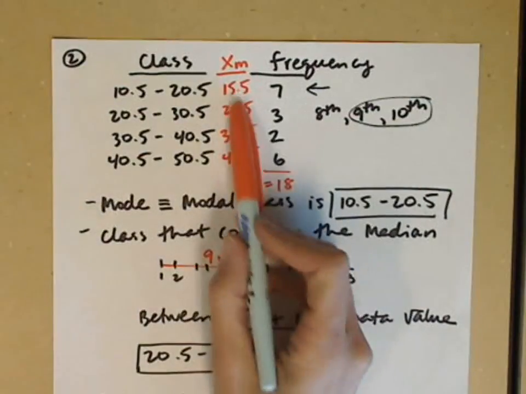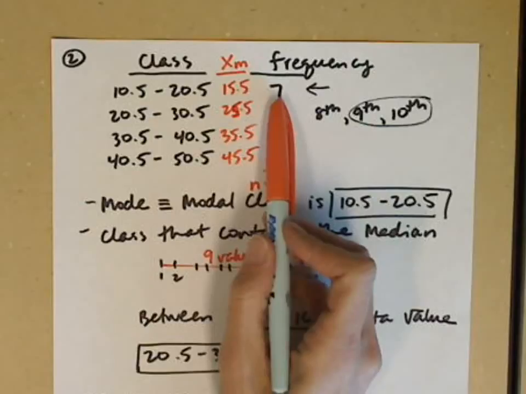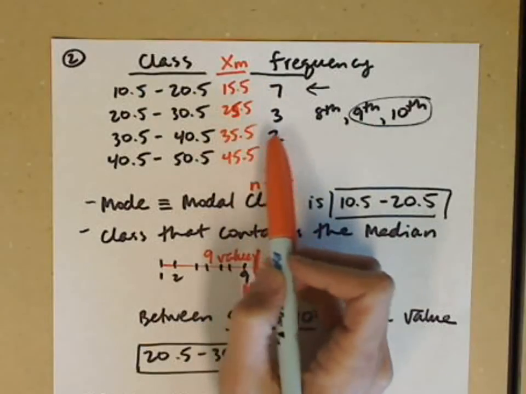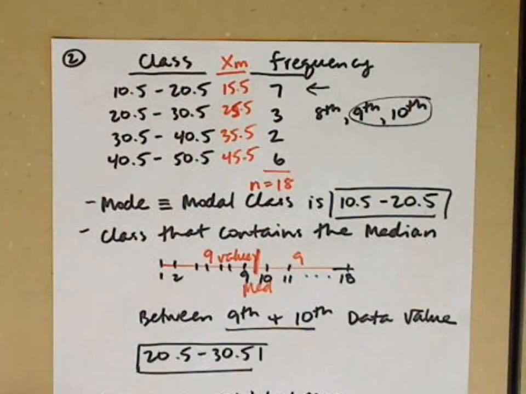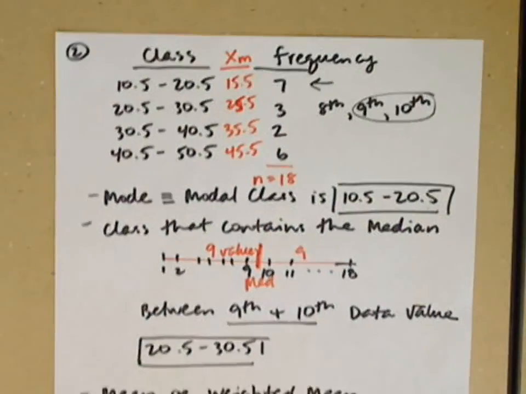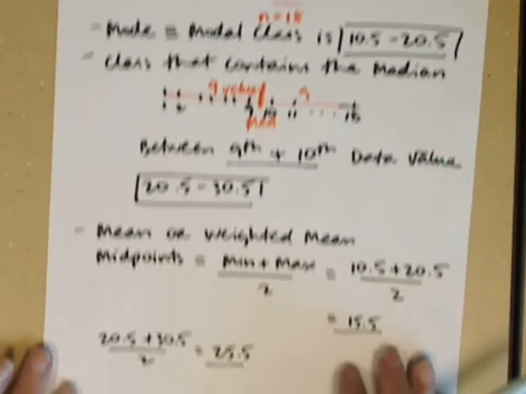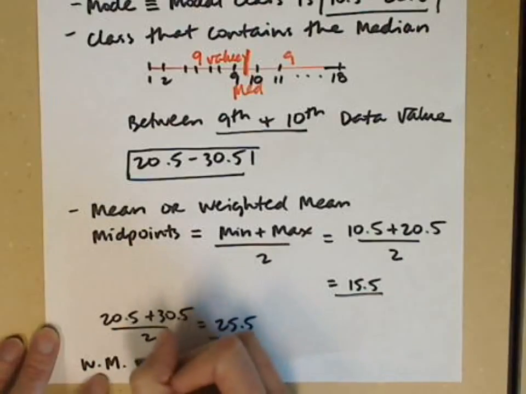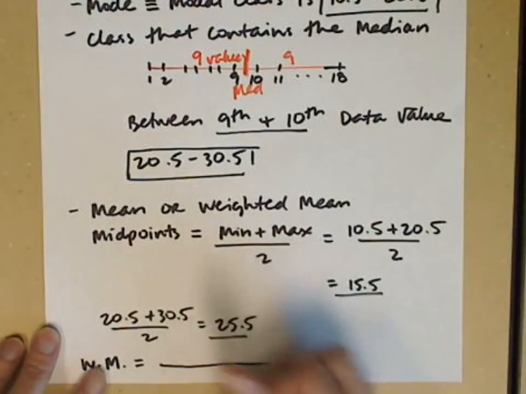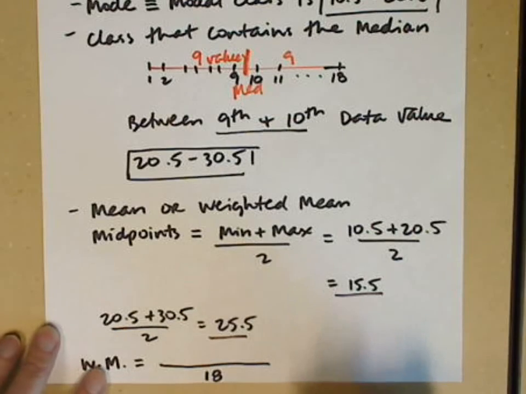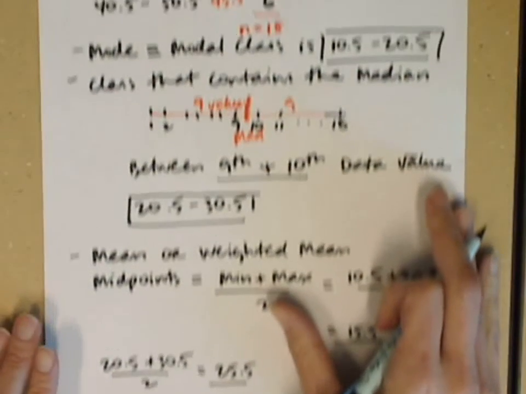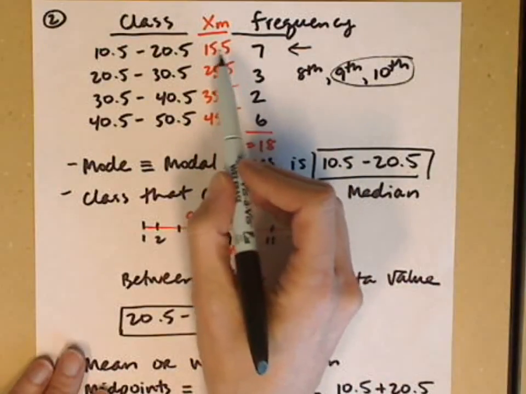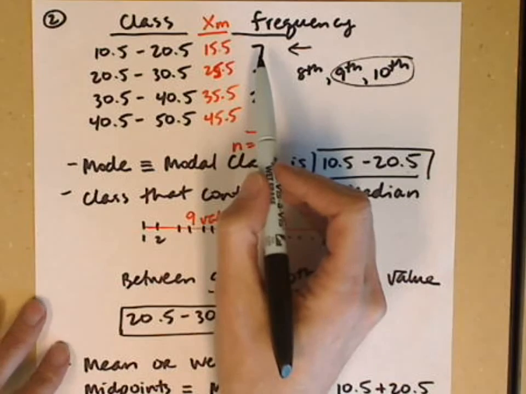I'm going to use these midpoints as representative values. So I'm going to say that I've got 7 values at about 15.5, 3 at 25.5, 2 at this midpoint, and 6 at that midpoint. So when I find the weighted mean, I'm just going to call it W.M. It's going to be still a fraction. I'm going to add everything up and divide by my total, which is 18. I'm going to take each of my midpoints as a representative value and multiply it by how many I have.